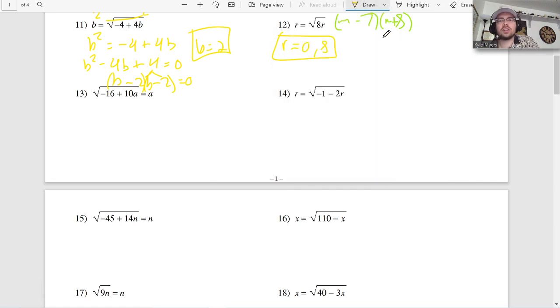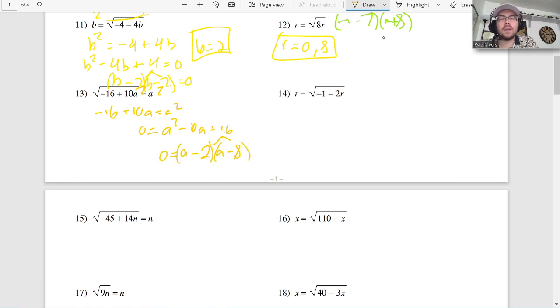Got like a goldish kind of color here. Square, square. Negative 16 plus 10a equals a squared. A squared minus 10a plus 16 equals 0. 16 is 2 times 8. And we want 2 negatives. We have the same thing as number 11 here. We need to make them both negative. That way they multiply to a positive and they add to a bigger negative, aka negative 10.